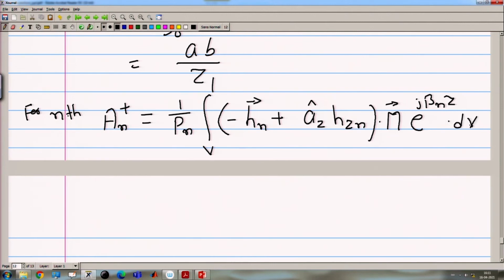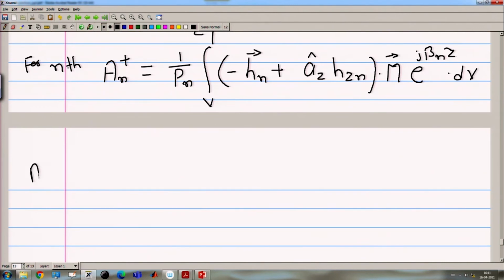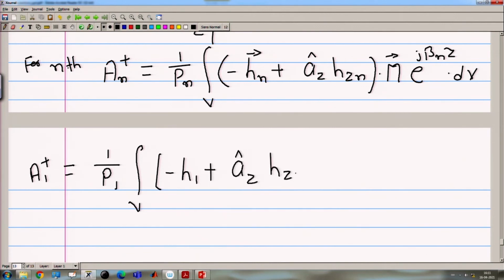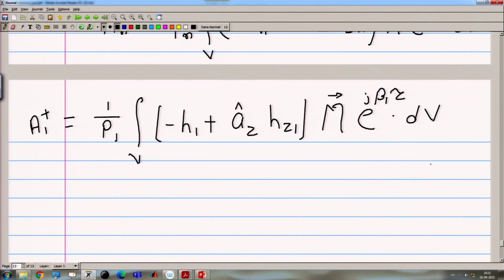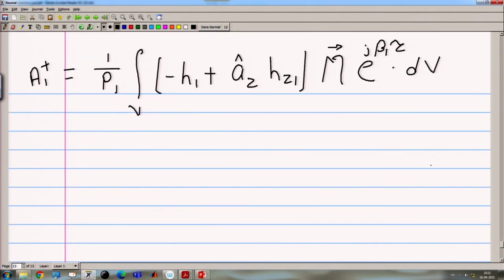Now, for the T10 mode we can calculate the amplitude, that A1 plus will be minus of 1 by P1, volumetric integral of minus H1 plus Hz1 into M, e to the power j beta 1 into z into dV, and we can substitute the H1 and Hz1. So, equal to minus of 1 upon P1 volumetric integral.